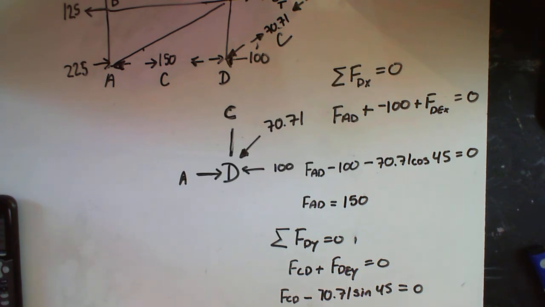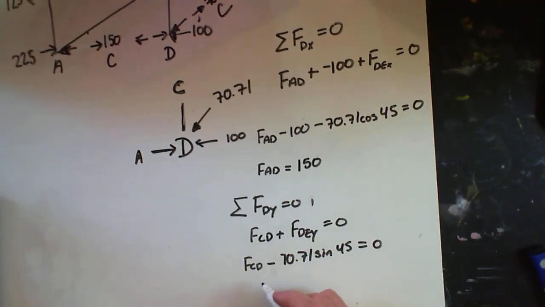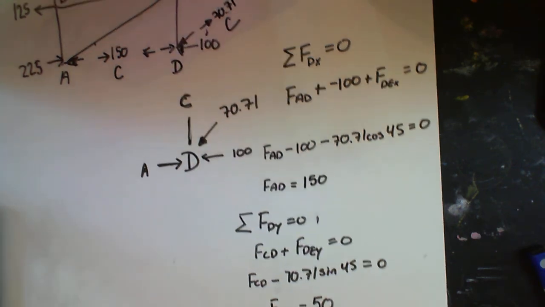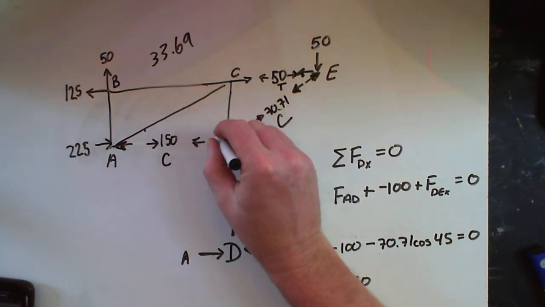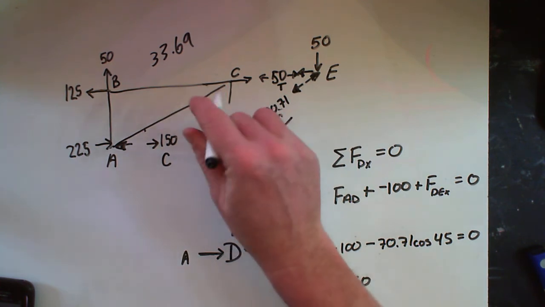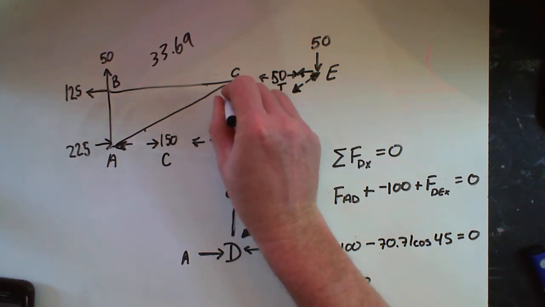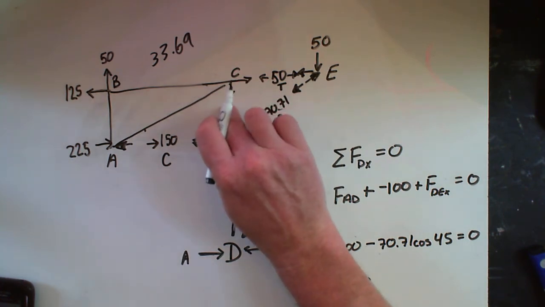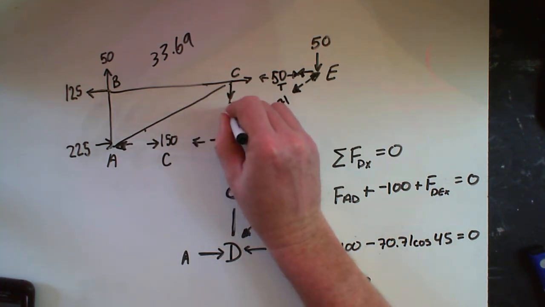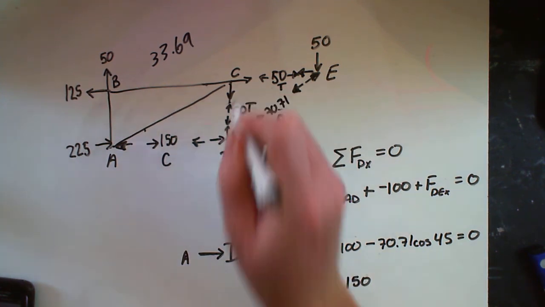So F of CD will be 50. And it is positive 50. So when we go to input that, that's going to be up 50. So those arrows in the middle push away from each other. So that is 50 tension.